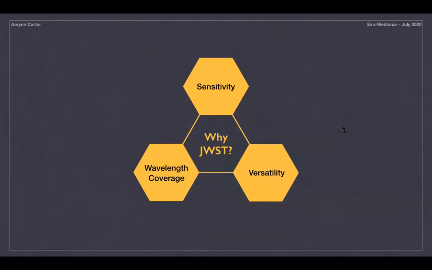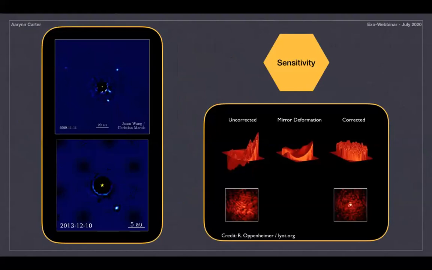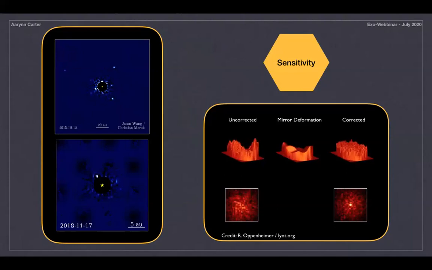James Webb is the largest telescope we've sent to space so far. It has this huge 6.5 meter primary mirror, and just as an inherent result of that, we can probe fainter and fainter objects, which is really useful for direct imaging because, as I've shown in some GIFs here on the left, we're trying to image these tiny specks of light right next to a really, really bright star.